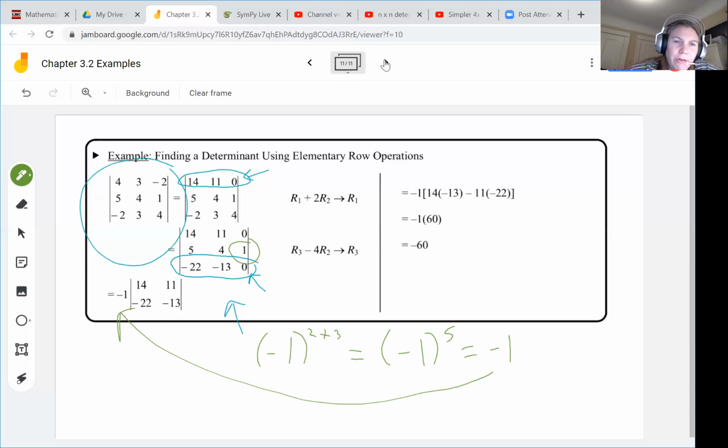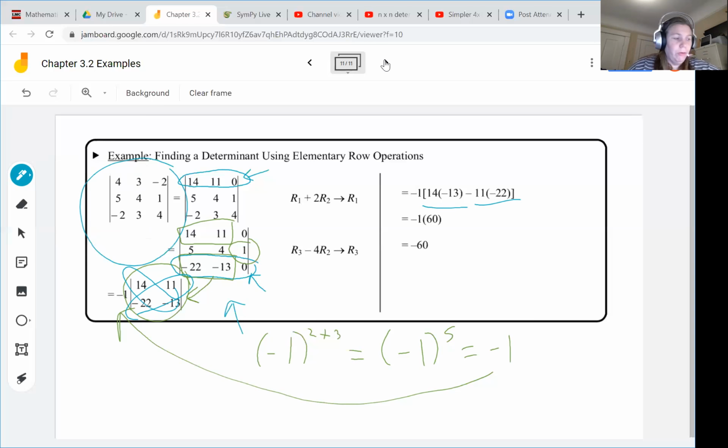And then our remaining entries that go into the cofactor matrix are row 1 entries 1 and 2, and row 3 entries 1 and 2. And so that gives us this 2x2 determinant, much easier to figure out. So we have our -1, and then from the diagonals we get 14 times -13, and from the other diagonal we get 11 times -22. And so that simplifies to be a 60, so we get -1 times 60, or -60.